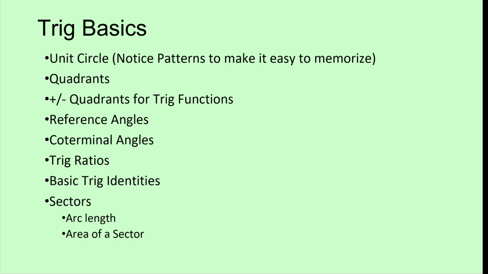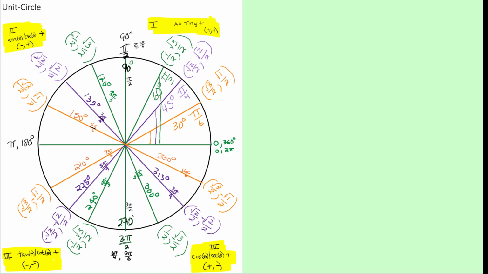Now remember, for much of this stuff, you'll actually have a note sheet you get to use, so some of this is not memorization. The 6 basic trig ratios you'll need to memorize, but the basic trig identities, the equations for sectors, those will be on the note sheet that you have. All right, let's get started.